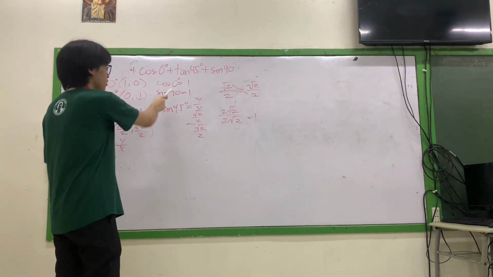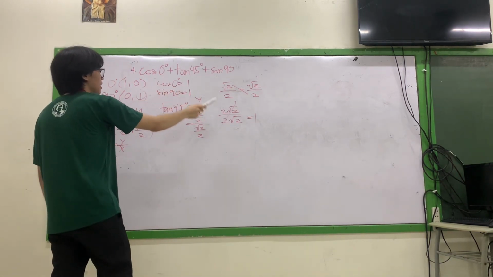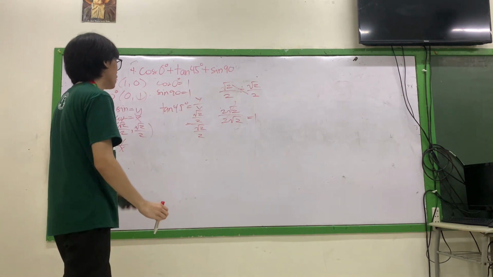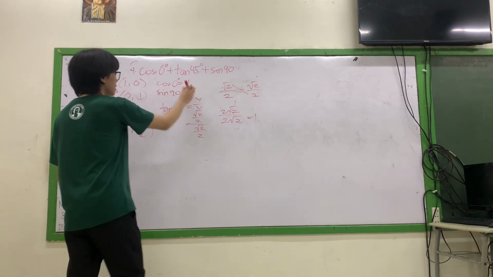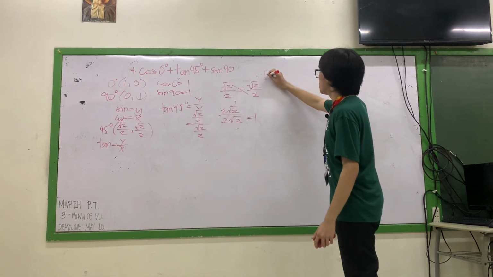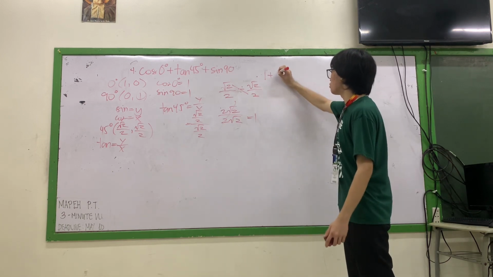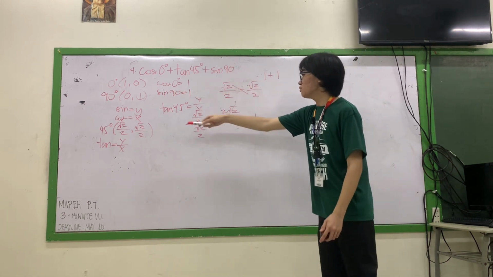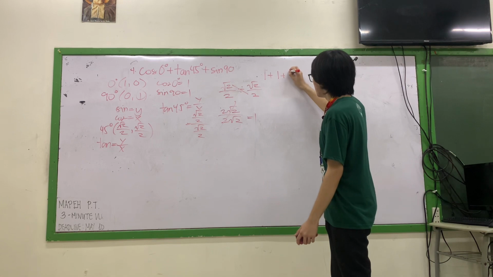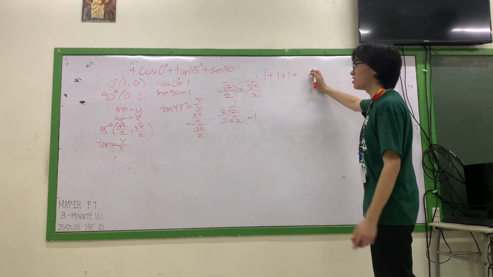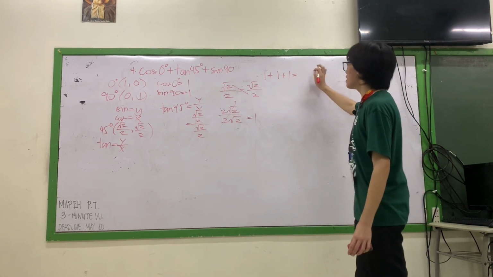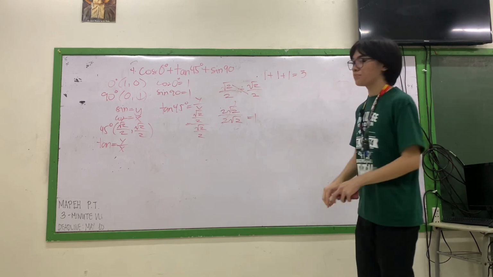Now that we have the values of cosine of 0, sine of 90, and tan of 45, we can substitute. Cosine of 0 is 1, plus tan of 45, which is also 1, plus sine of 90, which is also 1. And our final answer for cosine 0 plus tan 45 plus sine of 90 is 3.